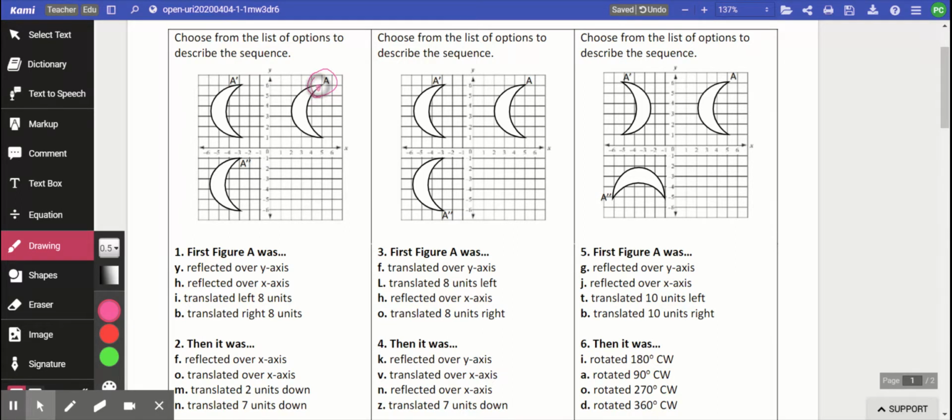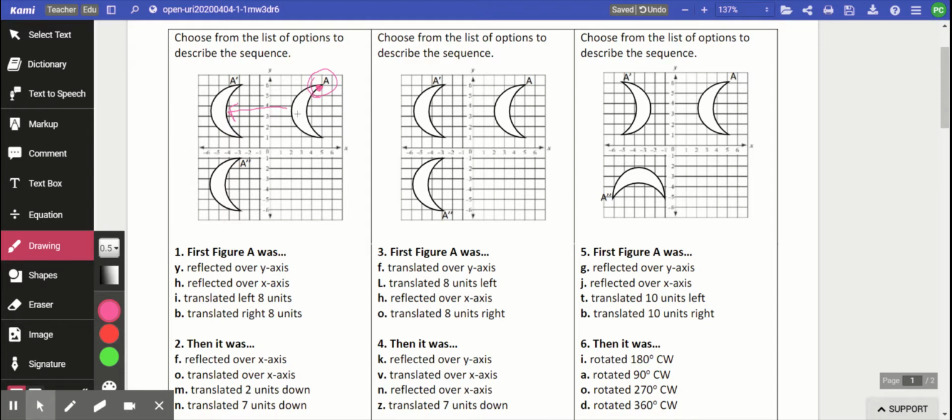So I'm going to say this point right here, or like the tip of A right there at the top. The first one is asking us what happened first to get from here to here. What had to happen? And they give us some options. Was it reflected over the y-axis? So remember, this is the y-axis here, and this is the x-axis.